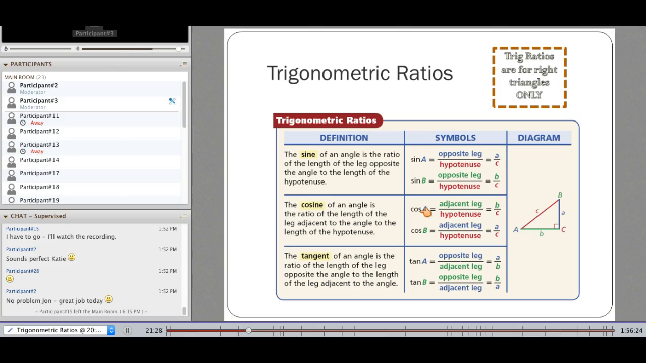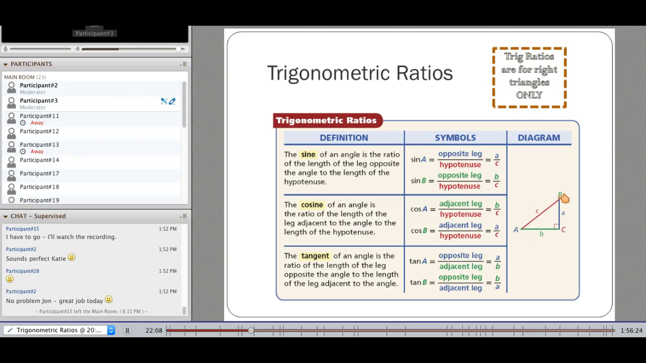Cosine is the ratio of the length of the leg adjacent to the angle to the length of the hypotenuse. So the ratio is adjacent over hypotenuse for cosine. If we're still looking at angle A, the adjacent side is side B, and the hypotenuse is side C. The hypotenuse never changes. It's always that side directly opposite the right angle, but your adjacent and your opposite sides will change depending on what angle you're looking at.